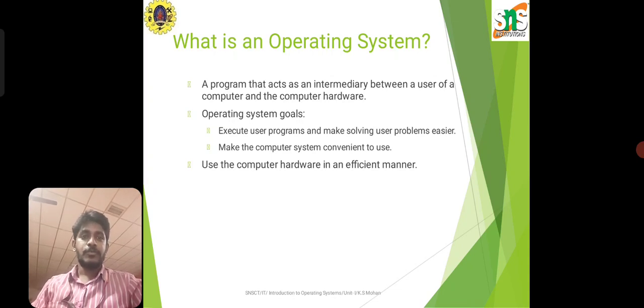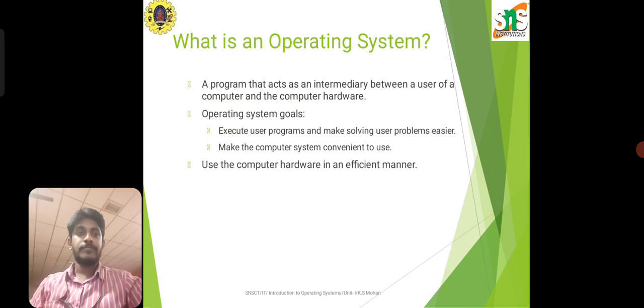So the operating system's goals are to execute user programs and make solving user problems easier, make the computer system convenient to use, and also use the computer hardware in an efficient manner. We have plenty of hardware parts in our personal computer, so we have to use them efficiently, and the OS helps in a better way.